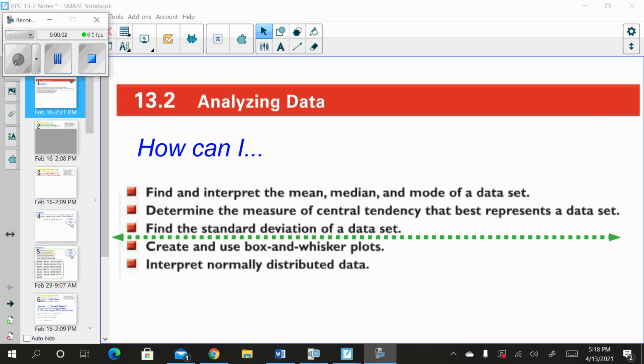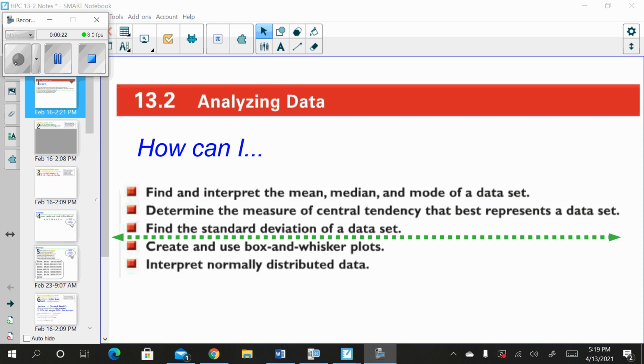Okie dokie. So now we're on to 13.2, which is going to look at analyzing data. So in 13.1, we looked at different ways to represent data, maybe organize data. Now we're going to look more at the analysis, which we did start a little bit in 13.1 as well. So for this first part, day one, we're going to look at how we interpret and use mean, median, and mode.